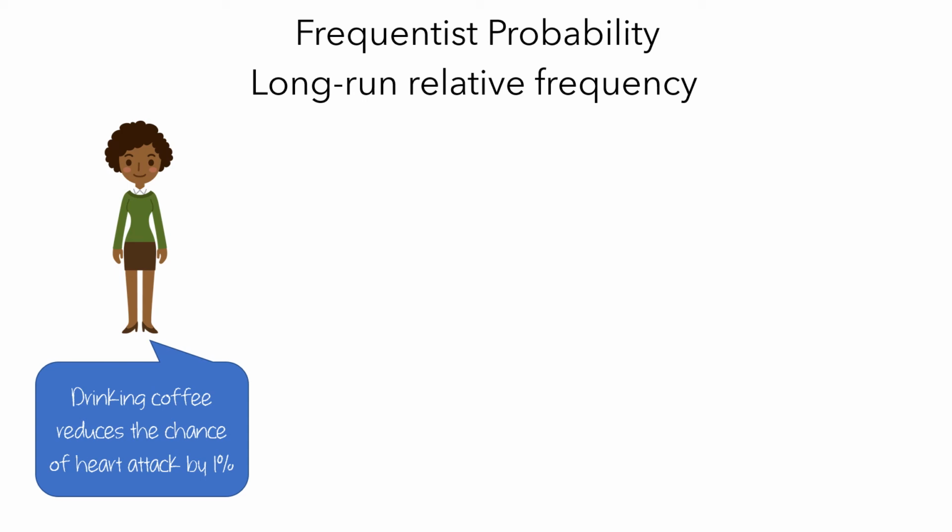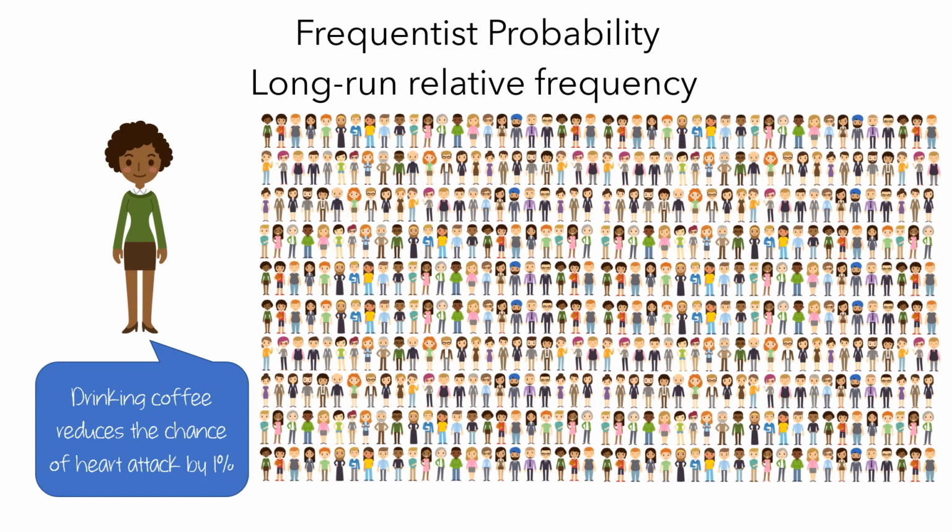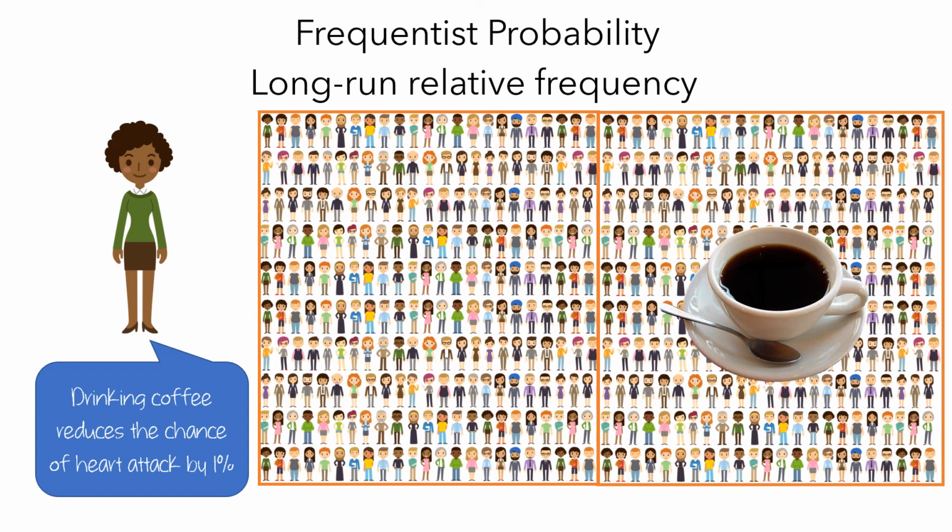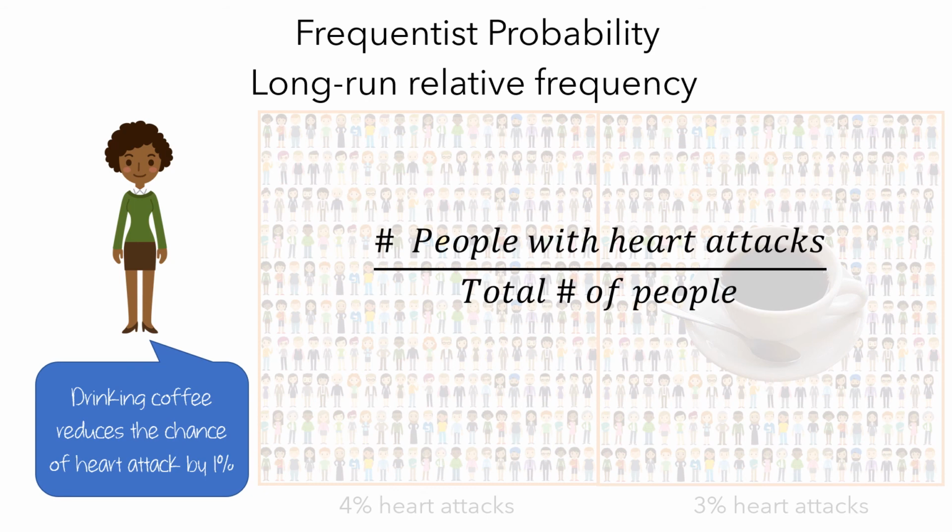For example, if somebody said that drinking coffee reduces the chance of a heart attack by 1%, this would mean that we had a whole bunch of people, some of whom didn't drink coffee and some who did. Then we computed the percent of each group that had a heart attack. That is, we would divide the number of people who had heart attacks by the total number of people. Let's look at a couple of computations using this idea of probability.